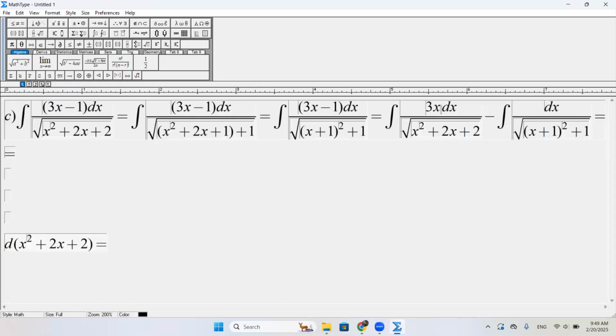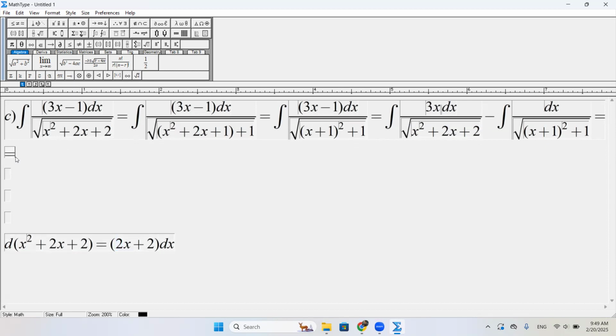So it equals (2x plus 2) dx. So we need to transform the numerator to look like this.